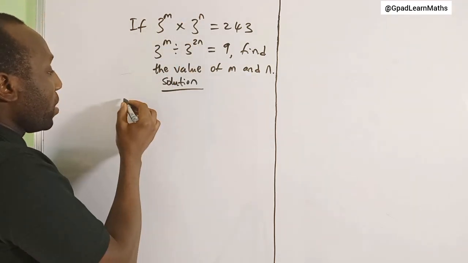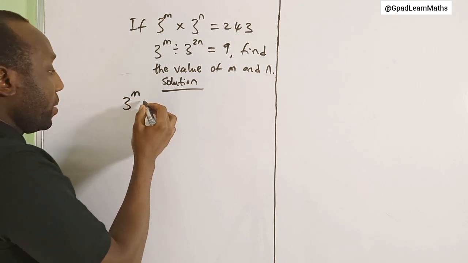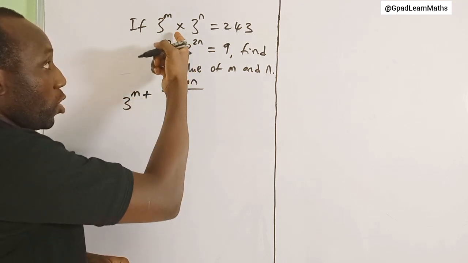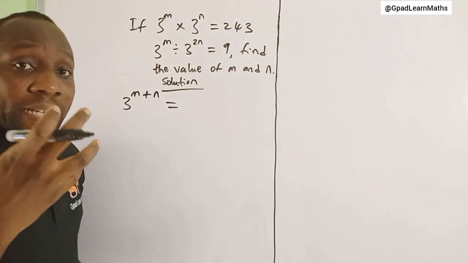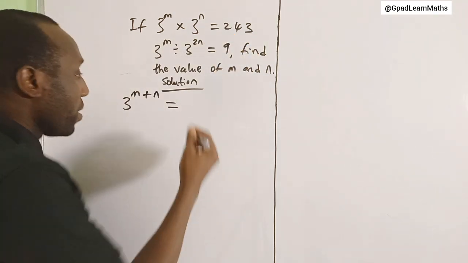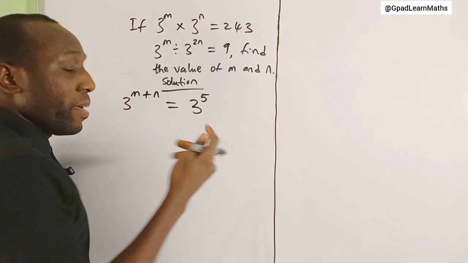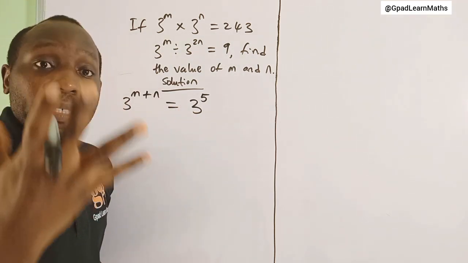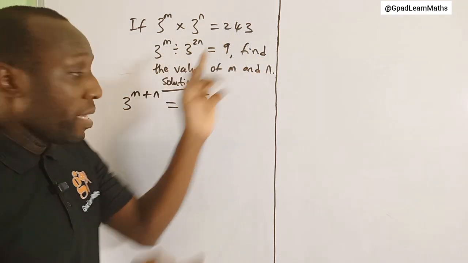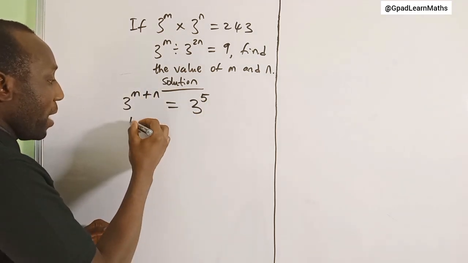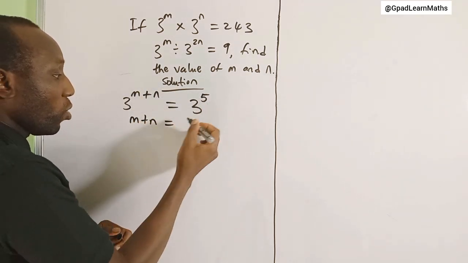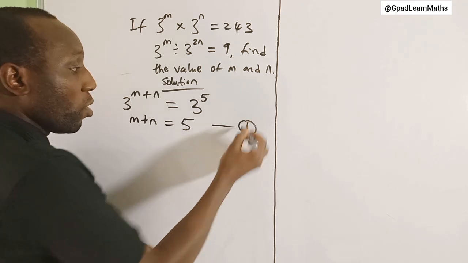So let's do that here. That'll be 3 raised to the power m plus n, because of times, is equal to 243. Let's express it as a power of 3. That will be 3 raised to the power of 5; 3 times 3 times 3 times 3 times 3 is 243. Because they have the same base, I'm going to equate the exponents. So m plus n is equal to 5. Let's call this equation 1.